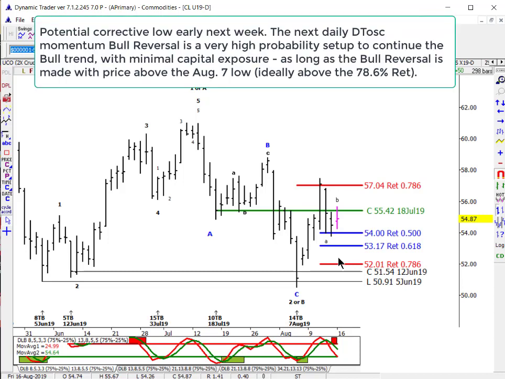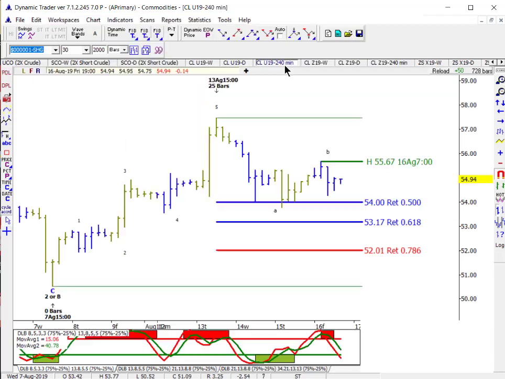ETF, of course, would be unleveraged, pretty much follows crude point for point, and it's a great vehicle because you can take a fairly small position, so you can always position yourself with minimal leverage and minimal capital exposure to get in on a trend in the early stages, and then you can add to that position if the trend progresses. So that's what we're looking at over the next few days.